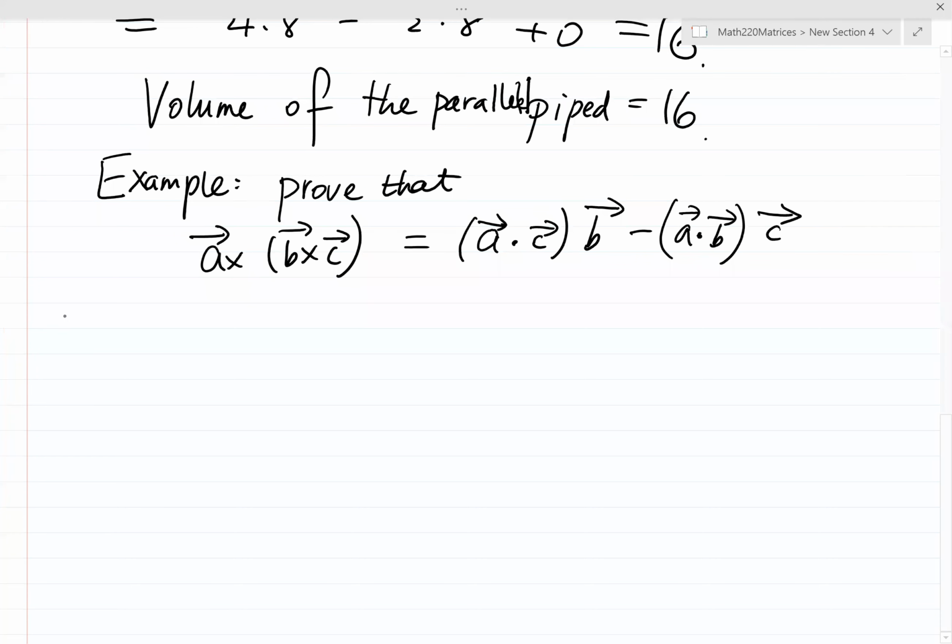Prove. Without loss of generality, we assume C is non-zero. Otherwise, we just get 0 equal to 0.